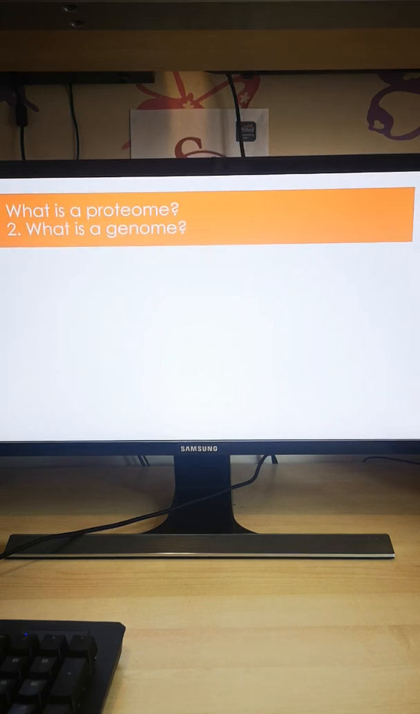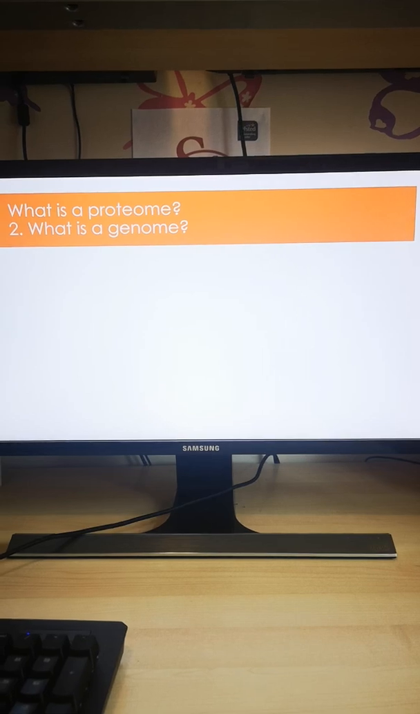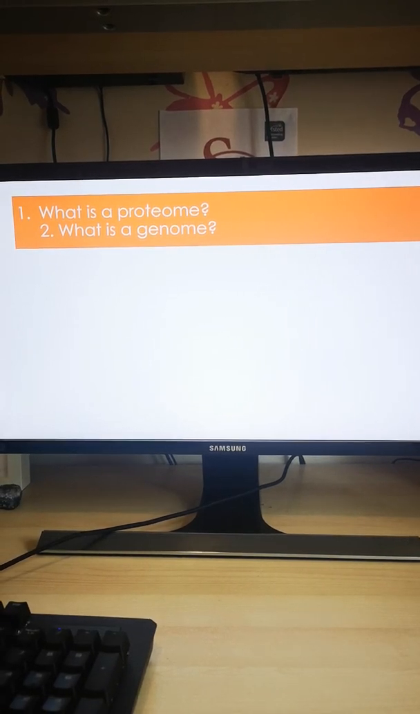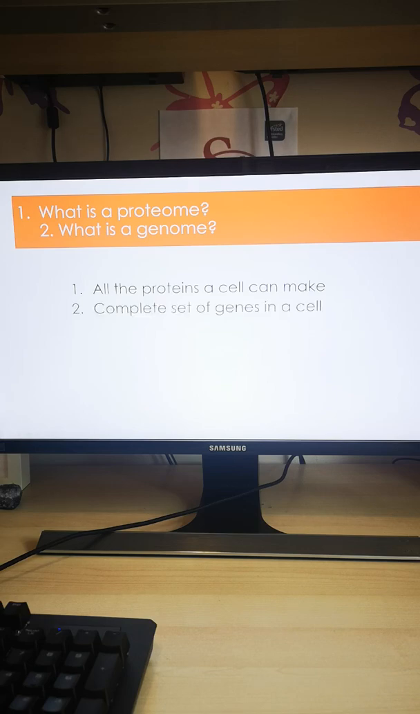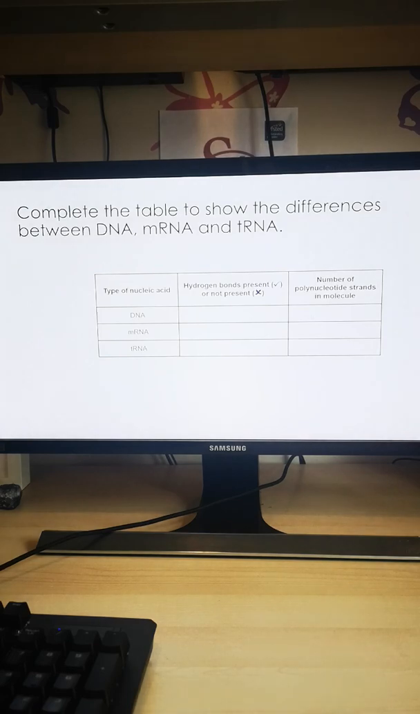Can you write down on the paper in front of you the definitions of proteome and genome? Okay, have you got it down? So we should have, for proteome, all the proteins a cell can make, and for genome, the complete set of genes in a cell. There's a different way of saying that as well. If you've got all the genes of a cell, that's fine as well. All the genes of an organism is fine as well. Okay, what about this table? Can you please pause while you copy it down and complete it?